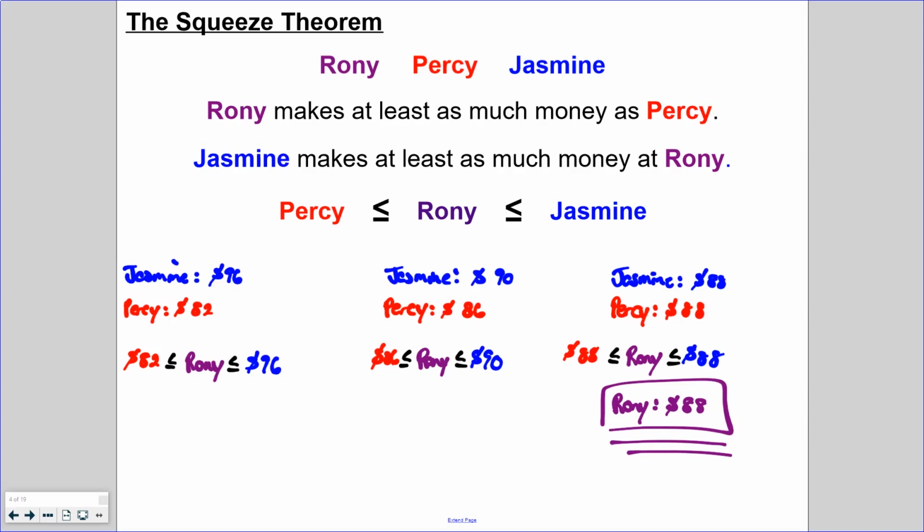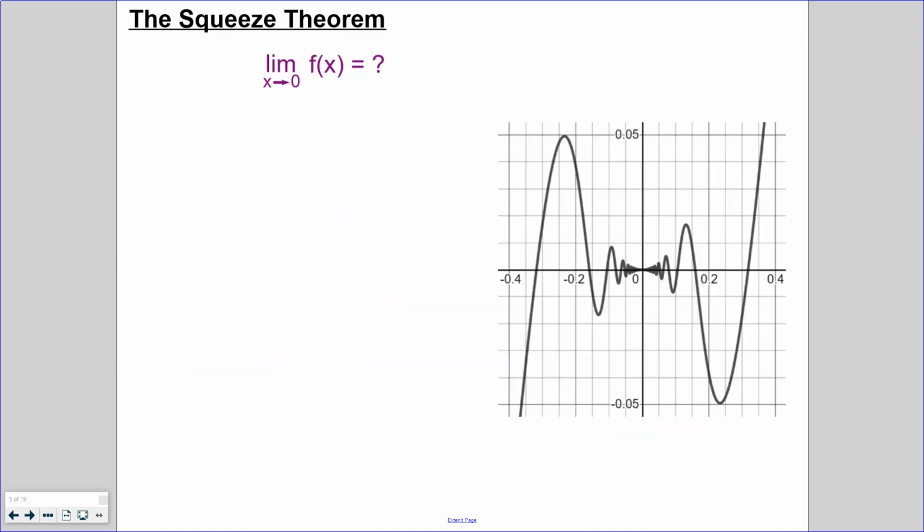So now, how does this actually relate to calculus, and how does this relate to limits? That's a great question. Let's say we have our crazy oscillating function here, and we want to find the limit as x approaches 0 of f of x. Looking at this graph, we can see that the function goes up and down, up and down, up and down, and doesn't appear to approach any number. So this would be a perfect case for the squeeze theorem.